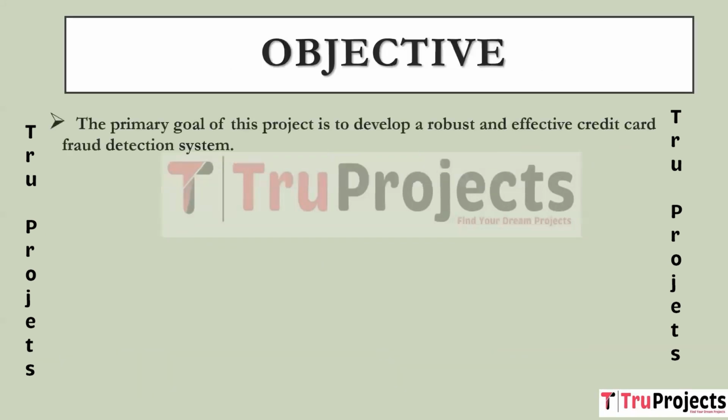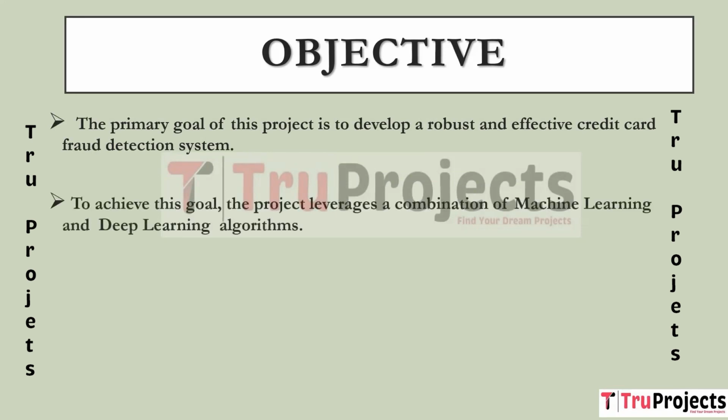Objective of the project. The primary goal of the project is to develop a robust and effective credit card fraud detection system. To achieve this goal, the project leverages a combination of machine learning and deep learning algorithms, including SVM, random forest, KNN, decision tree, logistic regression, voting classifier, XGBoost, MLP, baseline BL, CNN with LSTM, CNN and balanced CNN.